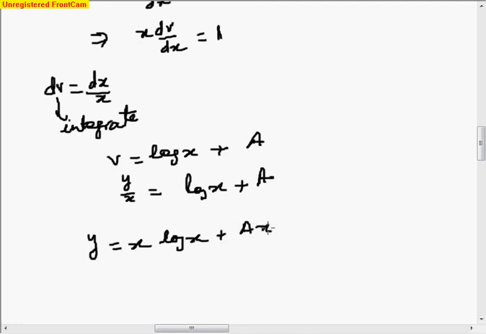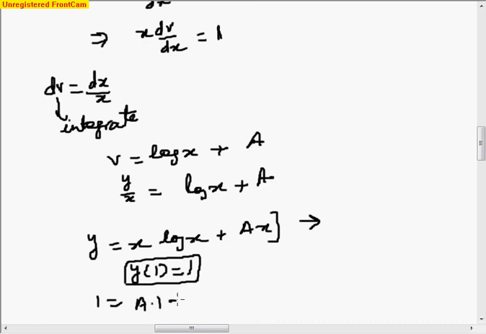Now I am given that y of 1 is equal to 1. This initial condition is given so that you can find a particular member. This is a family of curves which is satisfying the given differential equation. Now I want a particular member which is satisfying this condition. So I'll put y of 1 is equal to 1, that is 1 is equal to 1 times log 1, which is 0, plus a into 1. It implies that a is 1. So the final answer is y is equal to x log x plus x.